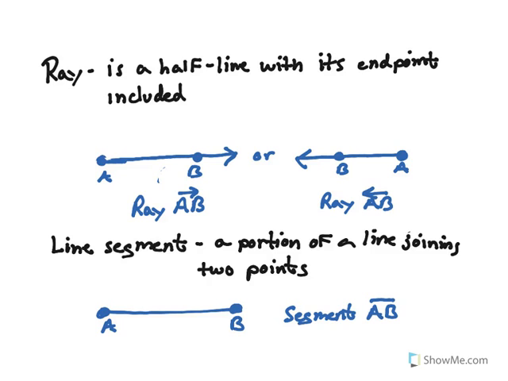And then a line segment is a portion of a line. It's neither going in one direction nor the other. It has two endpoints, meaning that this segment starts at A and ends at B, and that's it. We can label that as segment AB. Notice it has the line with no arrows at all. That indicates that it's a segment.